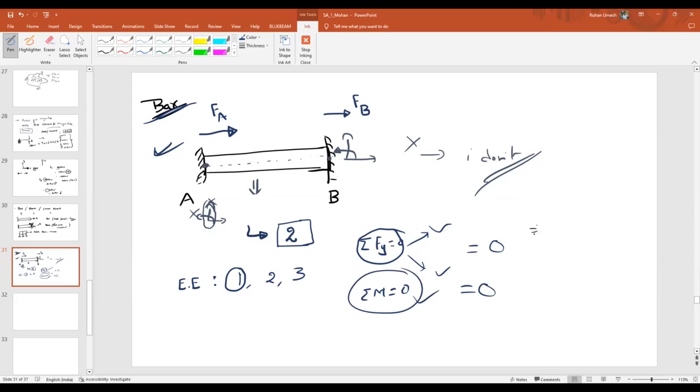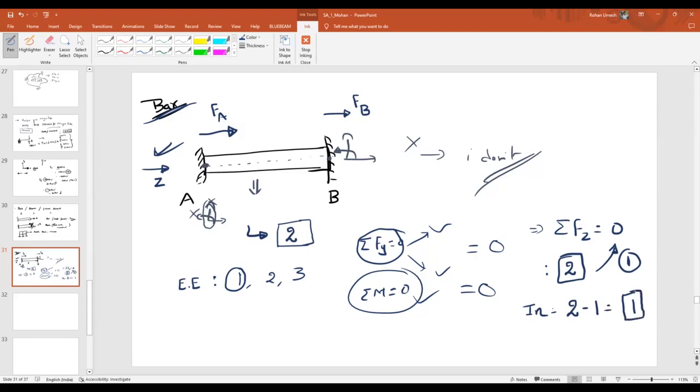So in this case, how many equilibrium equations will I consider? If this is the direction z, then my sum of forces along the z direction will be equal to 0. Now tell me how many unknowns I am having. For this current case, I have two unknowns. What are they? FA and FB. But how many equilibrium equations do I have? 1. So what is the indeterminacy here? The number of unknowns is 2, the number of equations is 1. So the indeterminacy of the problem is 1.